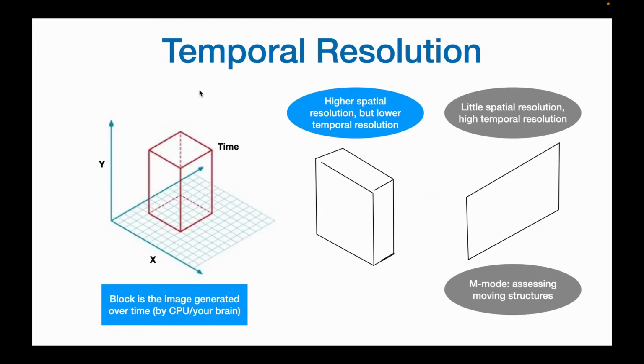We discussed spatial resolution in the last video. There's also temporal resolution, which is more or less the frame rate that the machine is able to process. Imagine this block as the amount of data that you or the machine is able to take in. The x-axis and the y-axis is the scan plane, but the z-axis is time. There's a trade-off between spatial and temporal resolution.